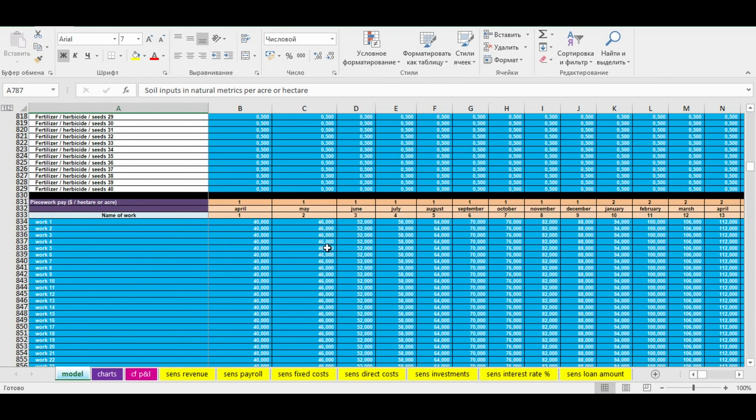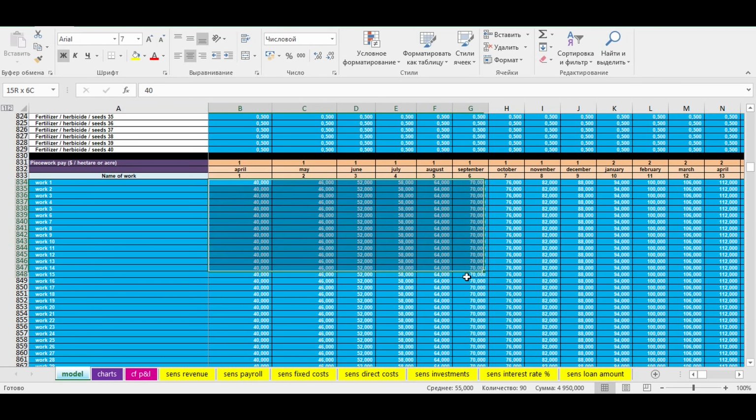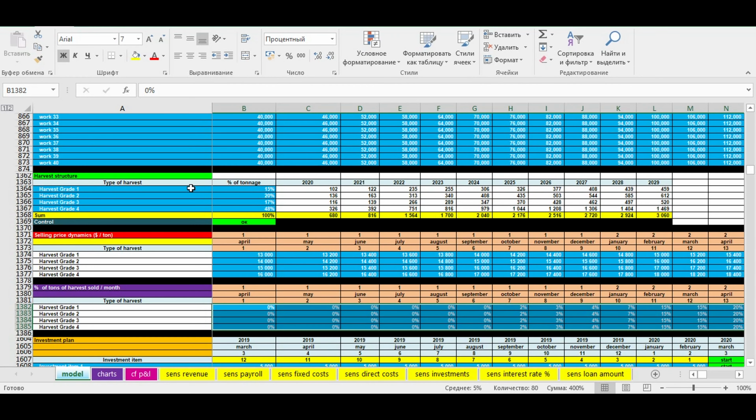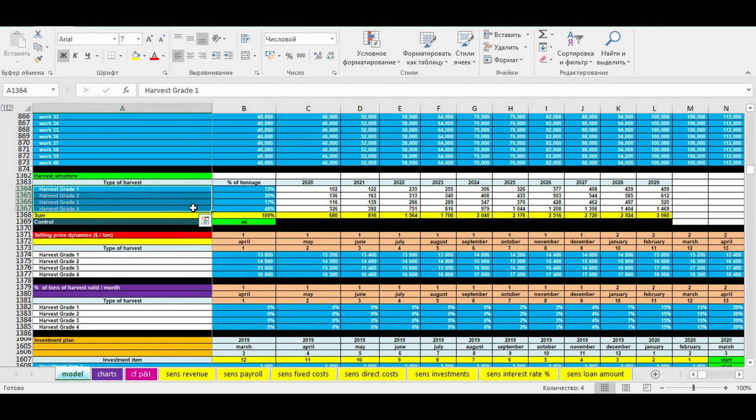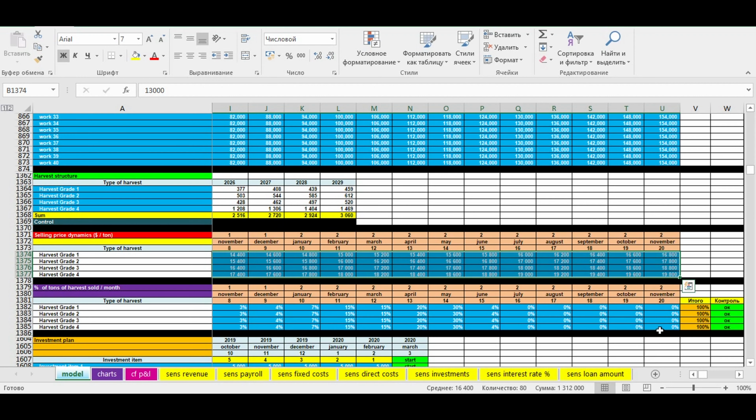Then we move to the piecework payroll. From top to bottom, we have a list of works which must be done during the agricultural cycle. In this area, we put the price of piecework per 1 hectare or an acre. Then we can divide our harvest into several grades. Here we specify the percentage of the harvest for each grade. Each harvest grade can have its own price dynamic and speed of sales dynamic during the agricultural cycle.